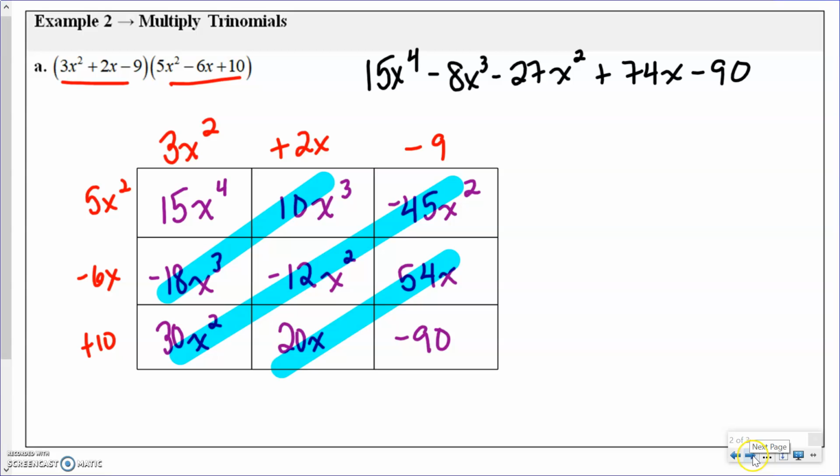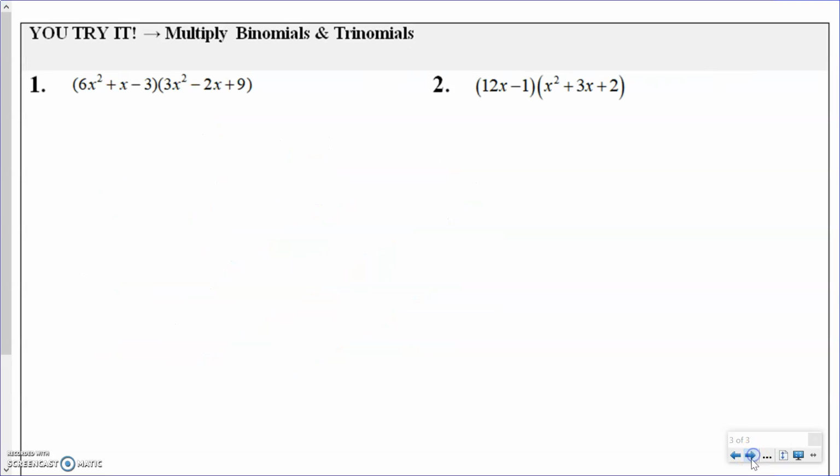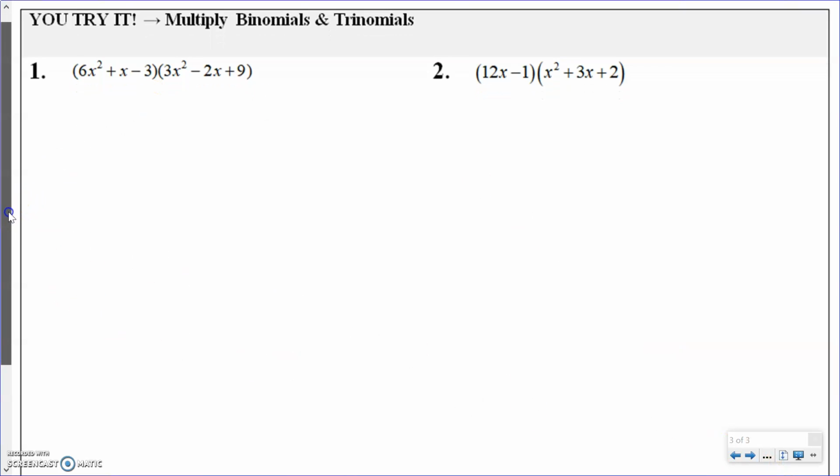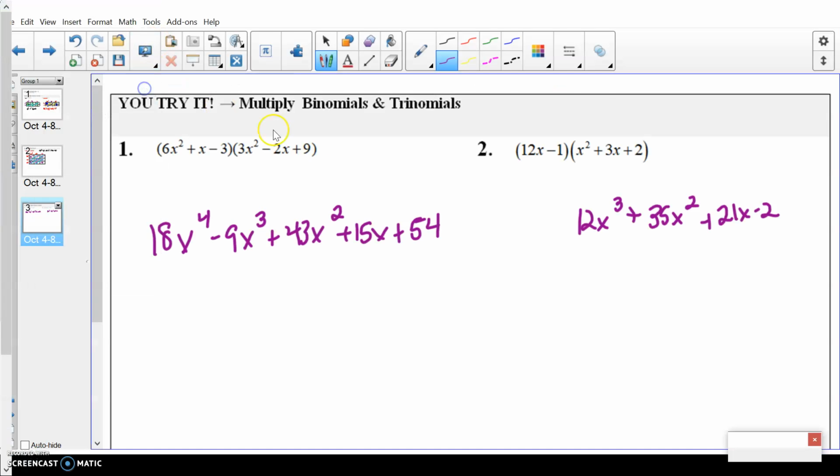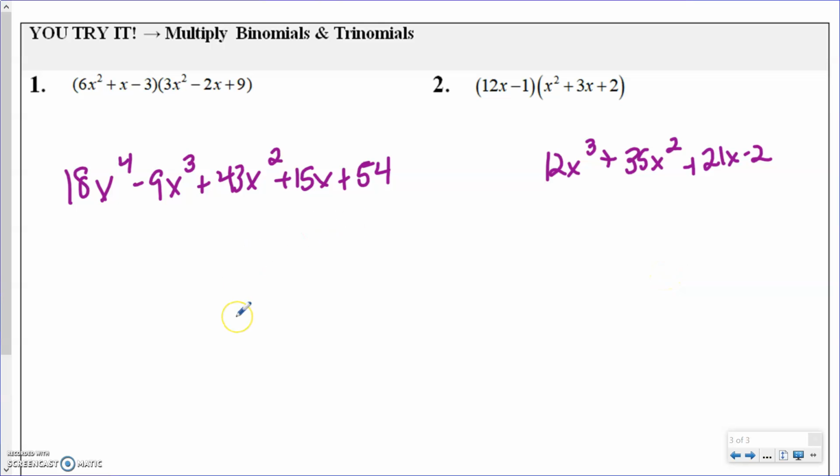Okay, if you need some time to process that, hit pause, make sure you understand everything. If you're stuck, let me know, ask some questions, I can help you out. But go ahead and hit pause here and try these two problems, and then come back when you are ready to go through them. Okay, and again, I didn't show my work here, but these are the solutions for the last two problems.